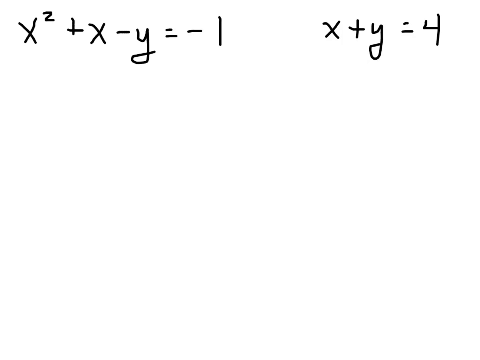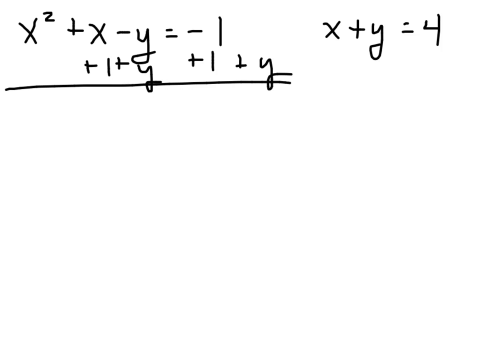Add y. Okay. If I add a y over, what do I do with the 1? Add 1 to the other side. So I end up with x squared plus x plus 1 equals y. Did I get it equal to y? Yes, good job. Now how do I do the next one?